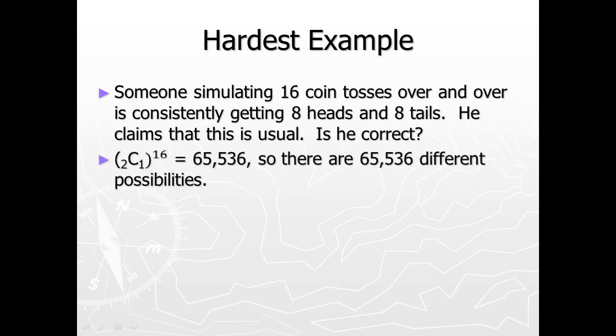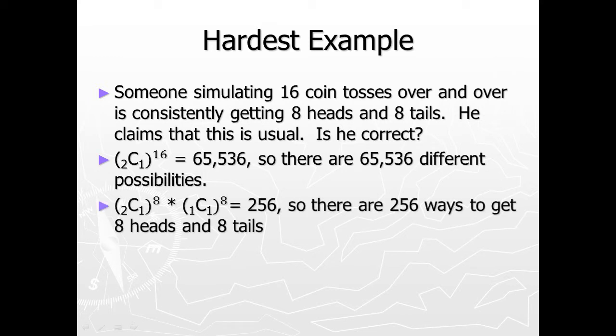What we need to do here is 2C1 to the 16th power. There are 65,536 different possibilities. 2C1, remember, means that we have 2 possibilities and we need to choose 1, and we need to do that 16 times. 16 times we need to choose a result.